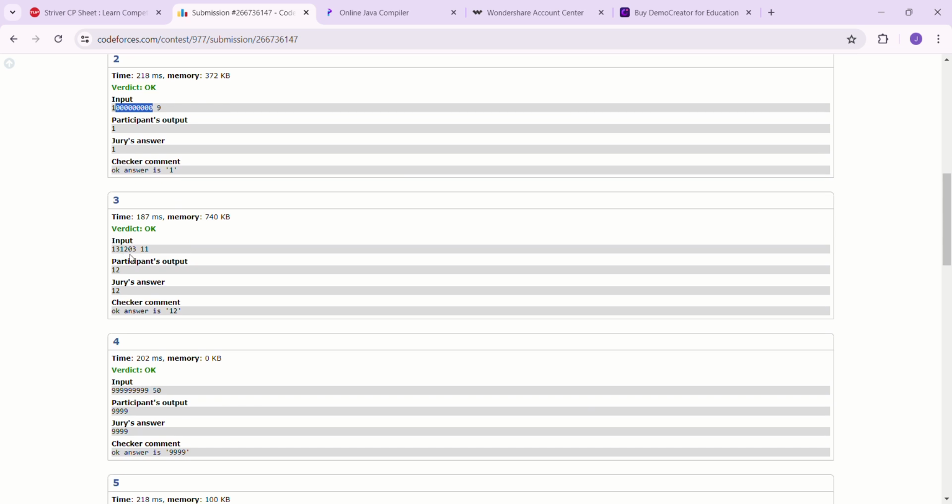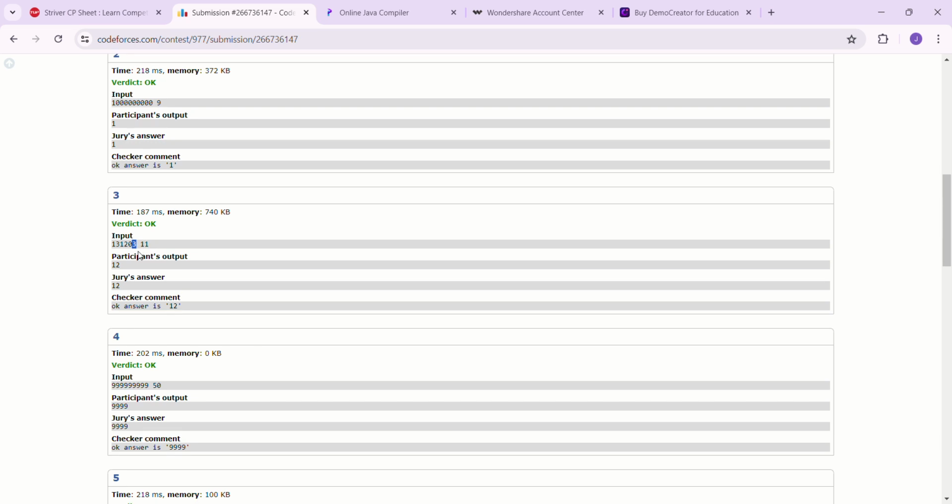Here the MSB is 3, we will subtract 1 from it 3 times, then 11 minus 3, 8 is left. Then 2 zeros will be there, so we will divide it by 10 2 times, then 6 will be left for k. Then we will subtract 1 two times, so 6 plus 2 is 8.